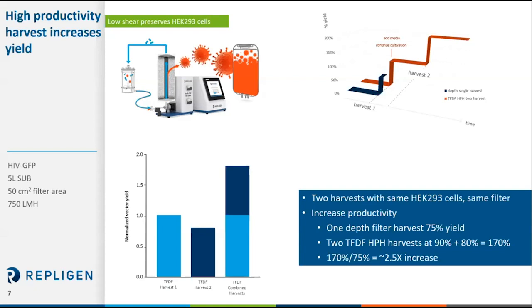From a technology level, the low shear rate of TFDF preserves the integrity of the HEK-293 cells, even when operating at high flux, enabling altogether new lentivirus bioreactor applications.